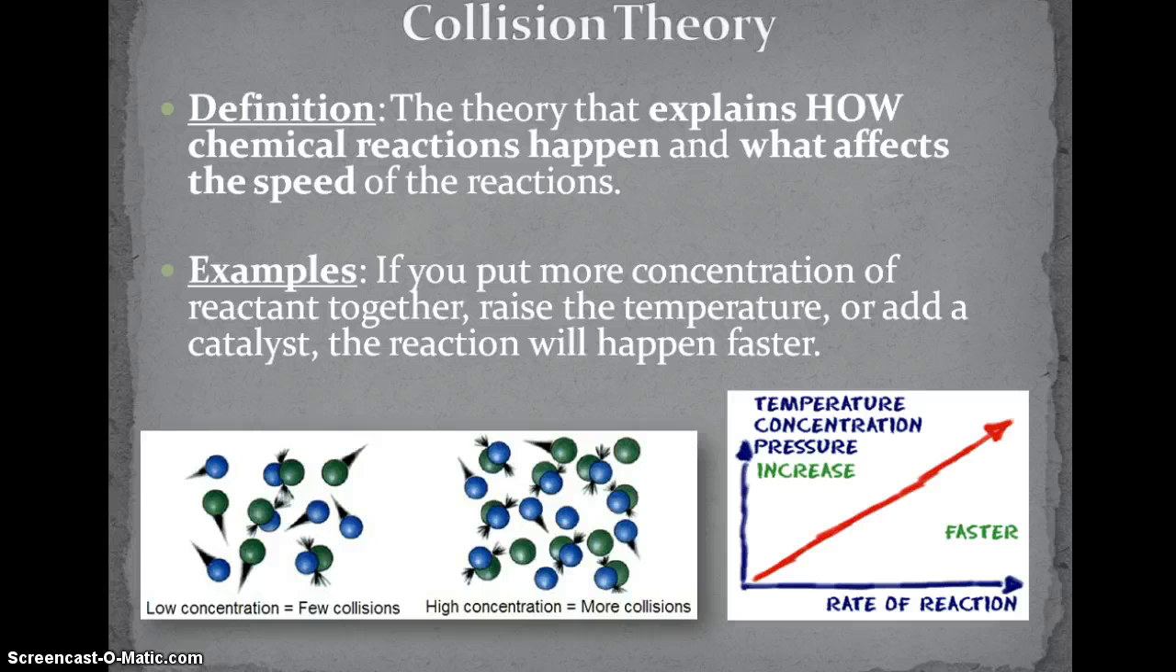Collision theory. This is the theory that explains how chemical reactions happen and what affects the speed of the reactions. Example, if you put more concentration of reactant together, raise the temperature, or add a catalyst, the reaction will happen faster. In this picture right here, we have low concentration resulting in few collisions and high concentration resulting in more collisions. This will lead to a faster reaction rate.